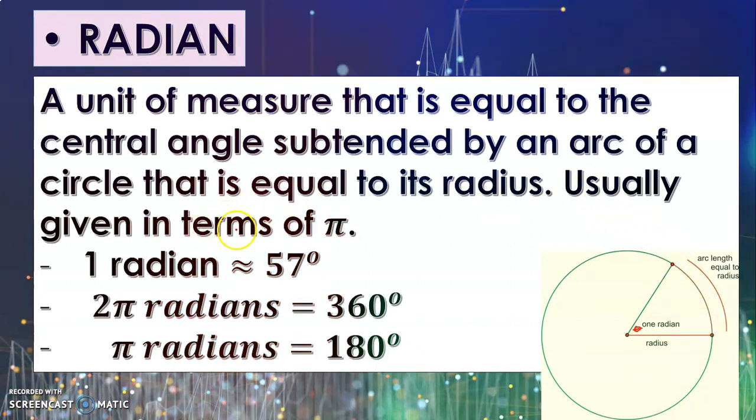Usually given in terms of pi. So approximately, class, 1 radian is approximately 57 degrees. Of course, you already know what a degree is. 2 pi radians is equivalent to 360 degrees. That is equal to 1 revolution. And half of that, or pi radians, is equal to 180 degrees, the measure of a semicircle.